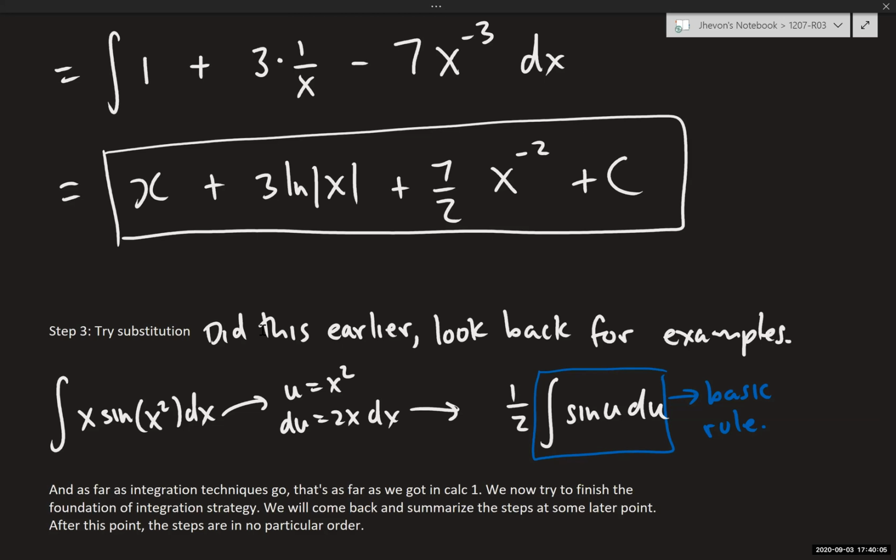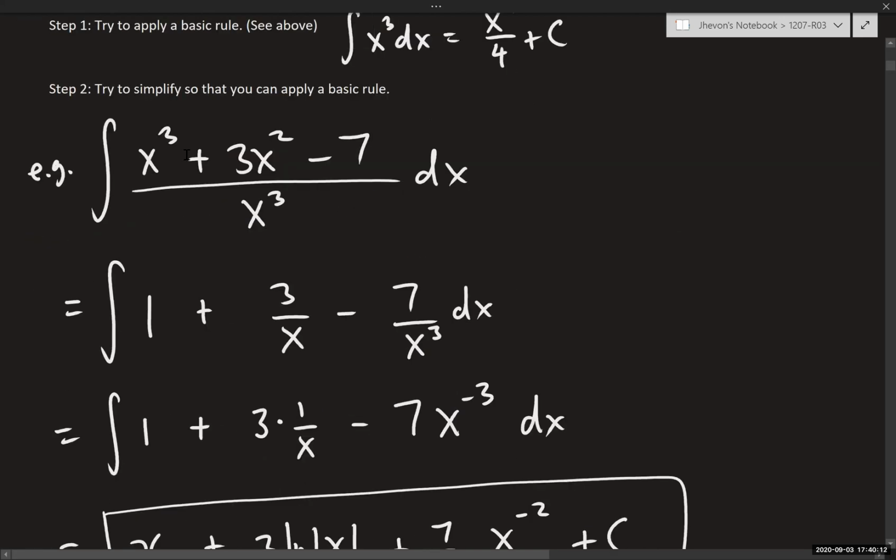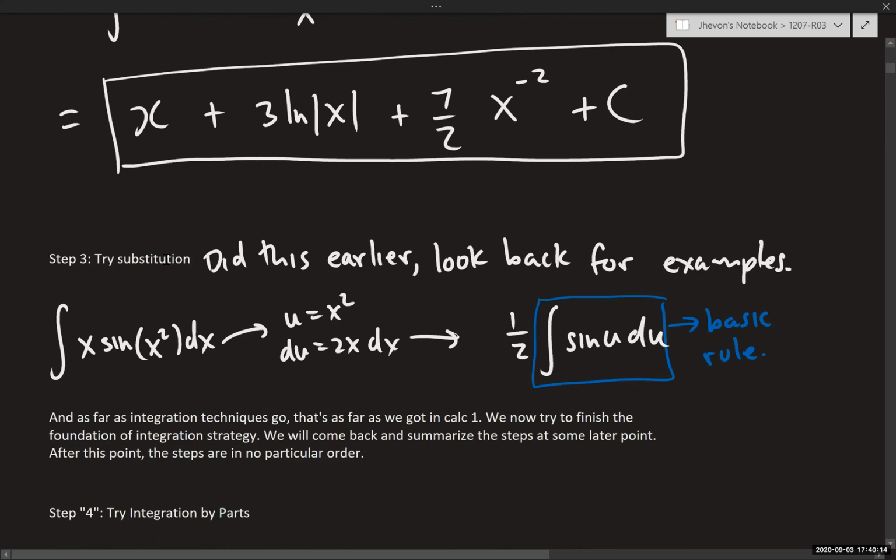Right. Now, that being said, these 3 things, if you're faced with a random integral, these are the 3 things that should go through your mind first and in that order. Does a basic rule apply? Can I simplify it so that a basic rule can apply? And 3, could a substitution work?